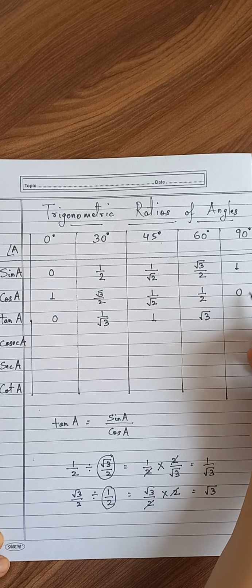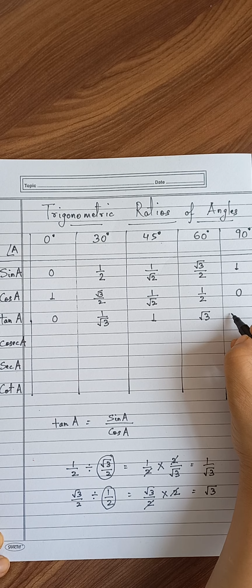And the last one, 1 upon 0. We all know when we divide any number by 0, it is undefined. Okay, so the value is not defined here.